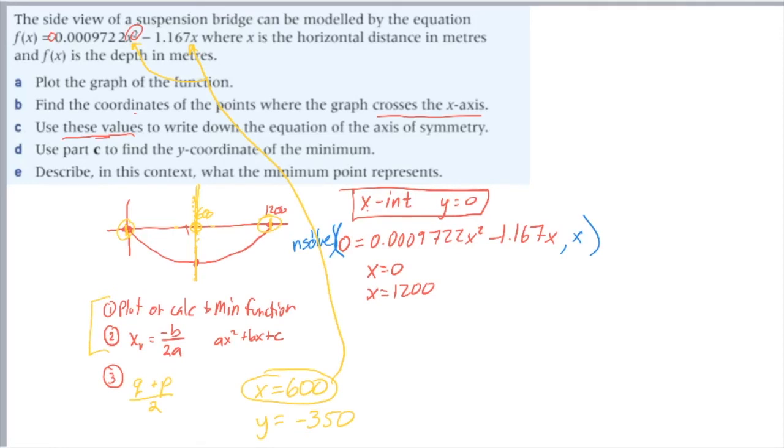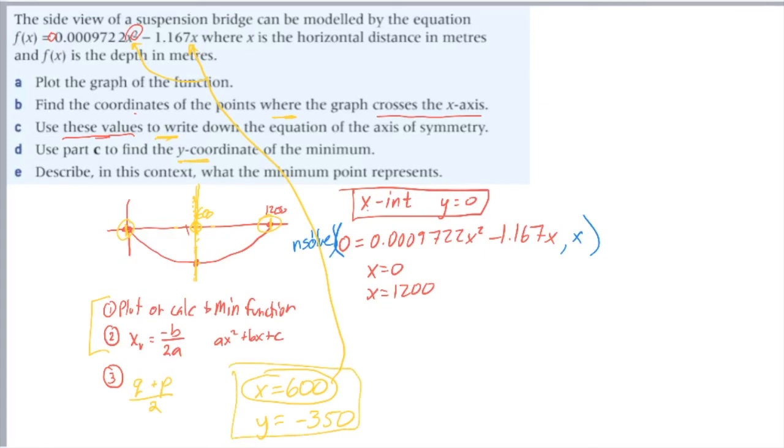However, we're trying to learn how to use the x-intercepts here. All right? So, first we found the x-intercepts in part B. Then we used those to find the middle value, which was my axis of symmetry, which I then used to get the y-coordinate, which now gives me my complete vertex.